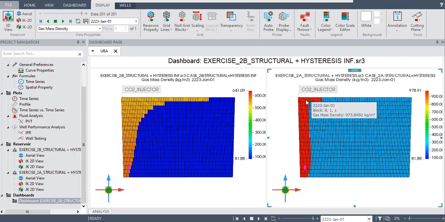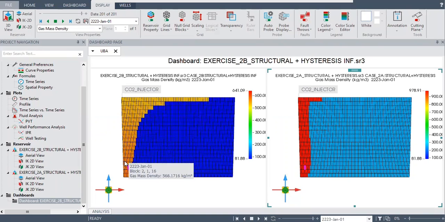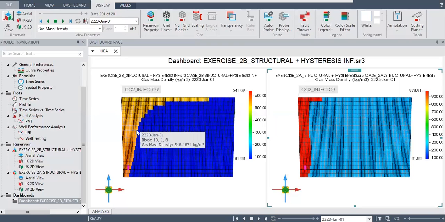So on the right we have high density because of high pressure. But on the left we have lower density because of lower pressure. So that's why on the left the CO2 has a higher tendency to go up because of lower density compared to the right case. On the right case, the density is very high, 974, 970, very close to the density of water. So that's why its movement is very limited compared to the left case.